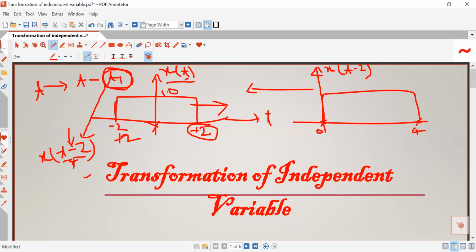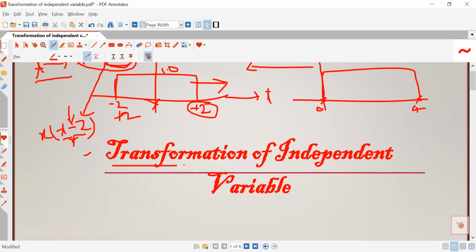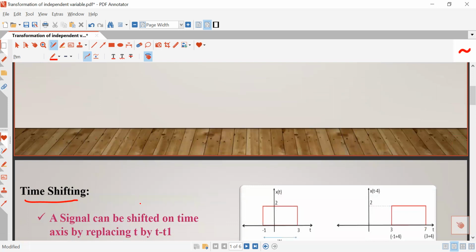For the analysis of signals, this is a need. In some cases, you have to shift the signal in the left and right direction so that the analysis can be made easy or more visible. So this is a need for the analysis of signals, and you can shift the signal in either the right or left direction just by replacing t with t-t1. This process, or this transformation, is called time shifting.